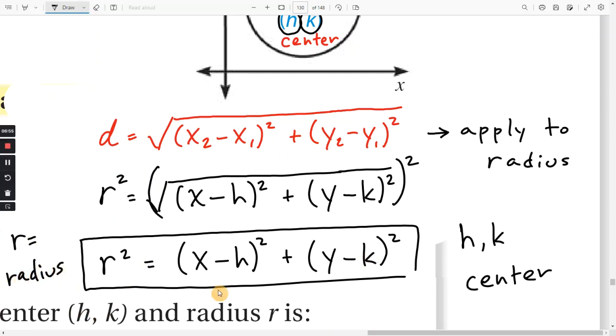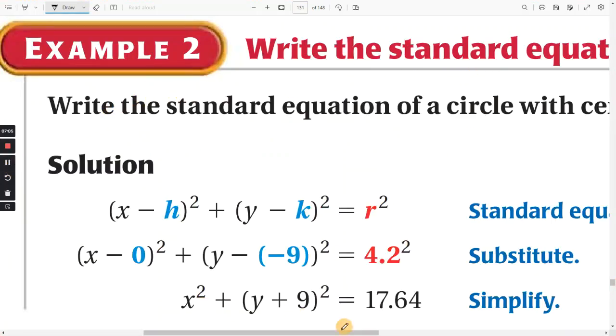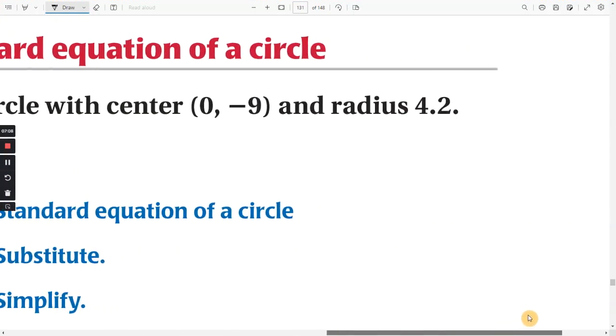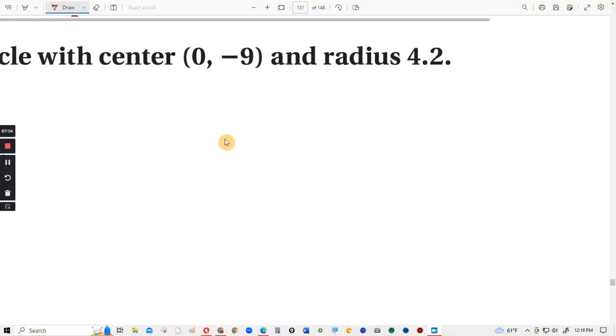So that's the equation for the circle. That's considered standard form. Example 2: write the standard equation of a circle with center (0, -9) and radius 4.2. Alright, so it's actually pretty easy.